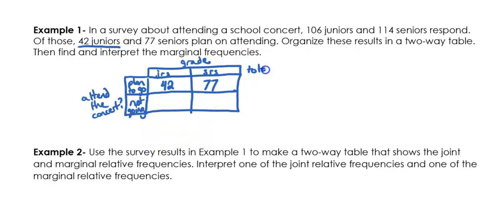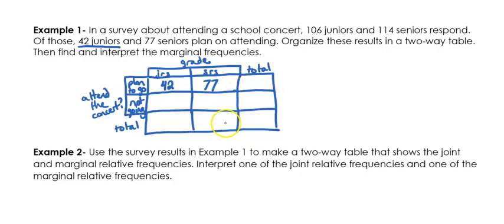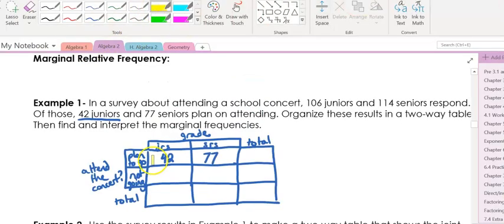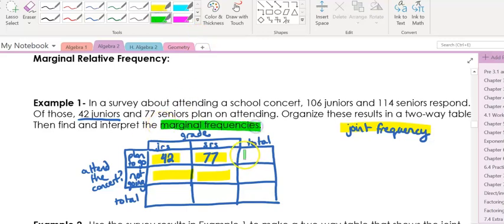Now, if you add on a total column and row right here, then that lets us use the other numbers that we have. And these numbers in these total column and rows, these are called the marginal frequencies. So when they say to organize these results in a two-way table, these main four numbers right here are called the joint frequencies. And marginal frequencies are the totals of the rows or the columns.